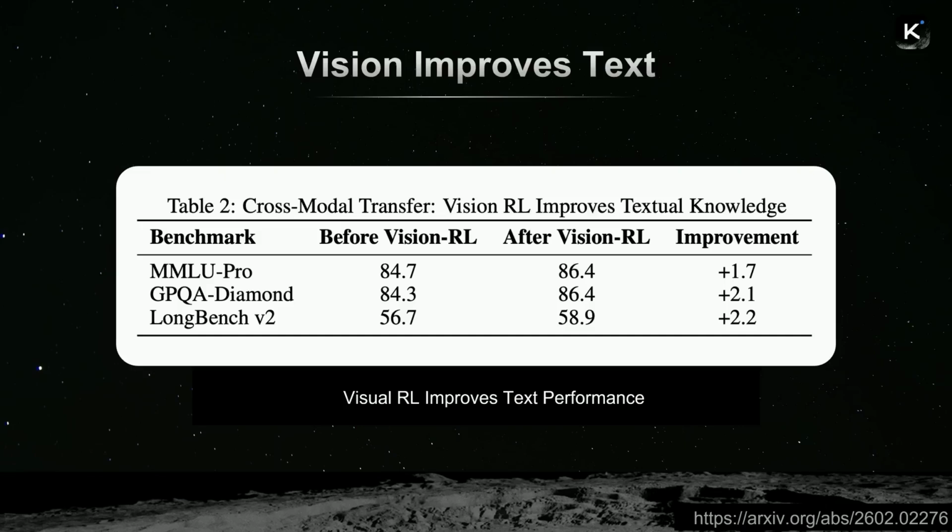So first, vision improves text. This is so interesting. Before vision RL, the performance is in the first column, and then we have the performance after vision RL. Here, vision RL refers to a process where we only use vision tasks. There is no text task involved here. We only have vision tasks.